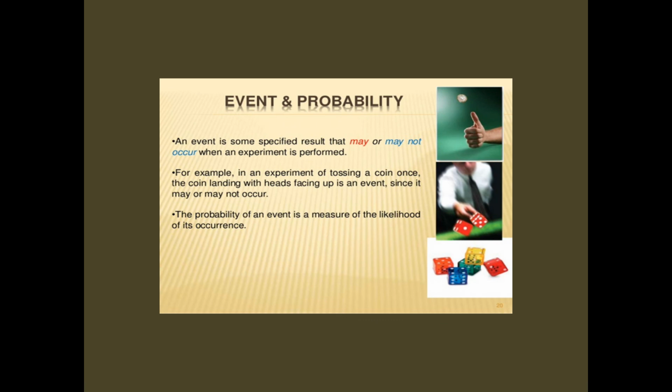Now let us learn about the difference between event and probability. An event is one specified result that may or may not occur when an experiment is performed. For example, in an experiment of tossing a coin, the coin landing with heads facing up is an event which may or may not occur, whereas probability of an event is the measure of likelihood of its occurrence.